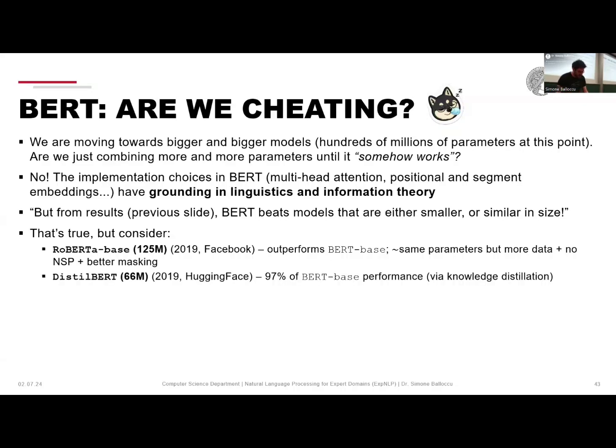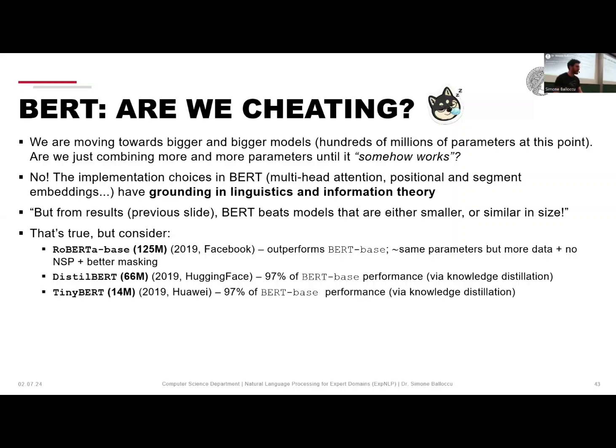Okay, let's go to 2019, this is DistilBERT by Hugging Face. It has 97% of BERT base's performance, but only 66 million parameters, using knowledge distillation. Knowledge distillation, we're not going to cover it now, but basically you have a big model, you distill the outputs and train a smaller model to imitate the bigger one. And again, you can tell me, okay, Simone, but you're cheating. We still have the big model. Maybe you're just bursting the big model, then kind of copying it somehow.